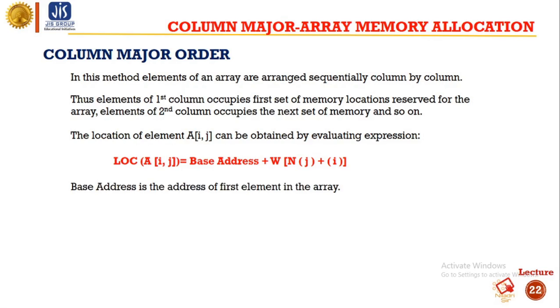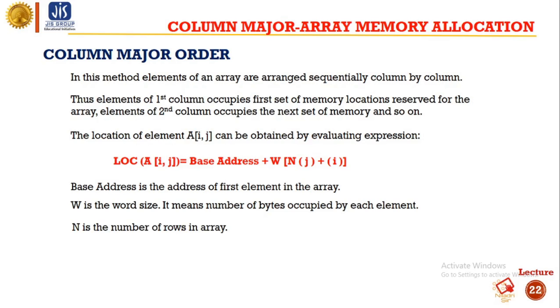Where, as you know, base address is basically the address of the first element of the array. W is the word size, that means the number of bytes occupied by each element. N is basically the number of rows in the array, and M is the number of columns in the array.